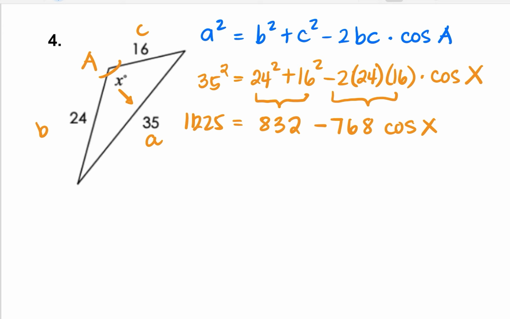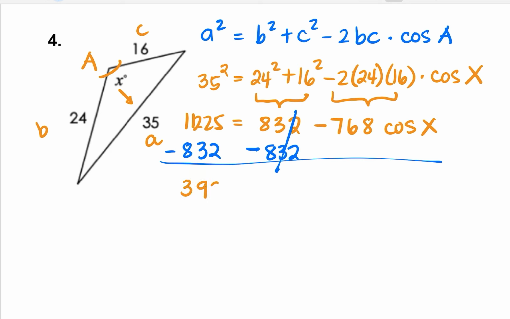All right, so again, we want to get rid of 832 first. So 832, subtract that from both sides. That eliminates 832 on the right side. And we are left with 393 equals negative 768 cosine x. Now we are going to divide both sides by negative 768.